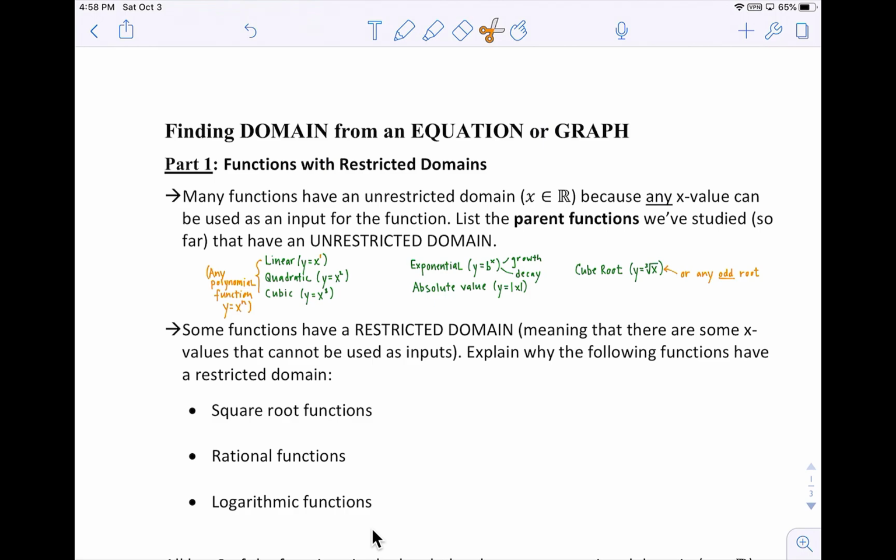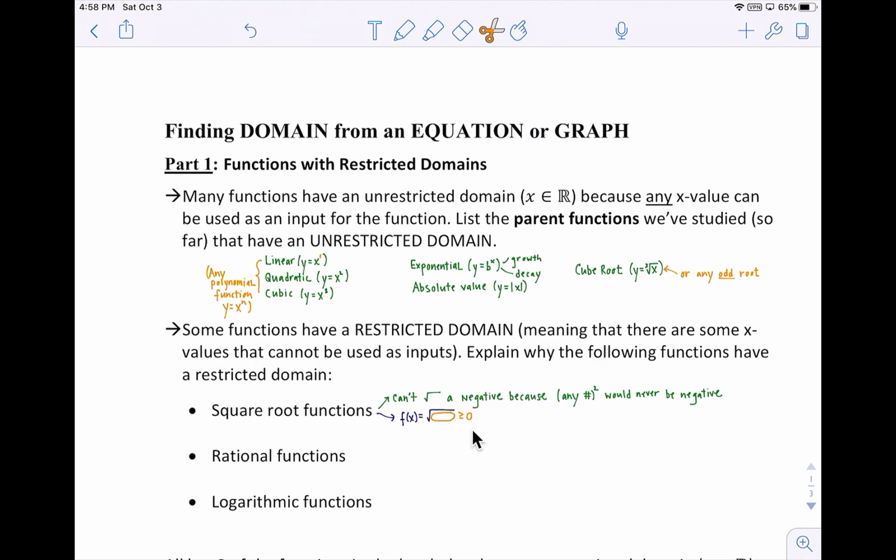Okay, again, let's see how you did. For the square root function, the reason that there's a restriction is because we cannot square root negative numbers. And the reason for that is because square root is the inverse of a square. And when we square things, it always turns positive. You'll never get a negative. So it wouldn't make sense to reverse that by inputting a negative into a square root.